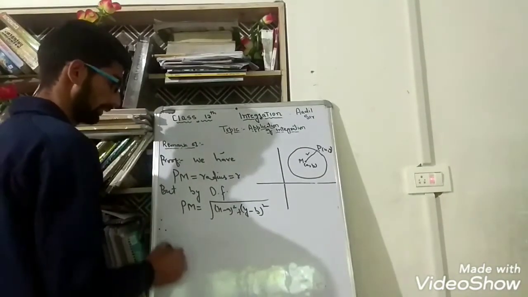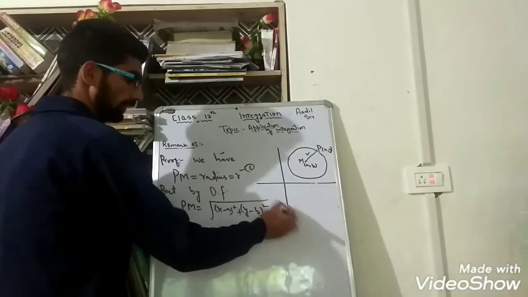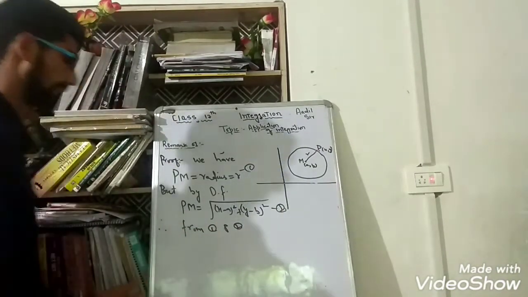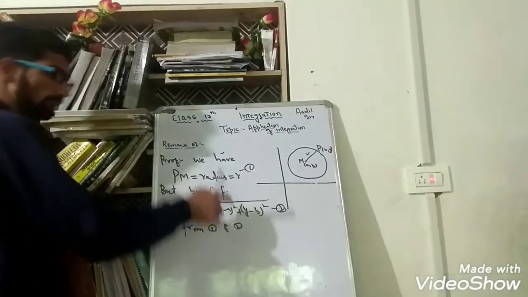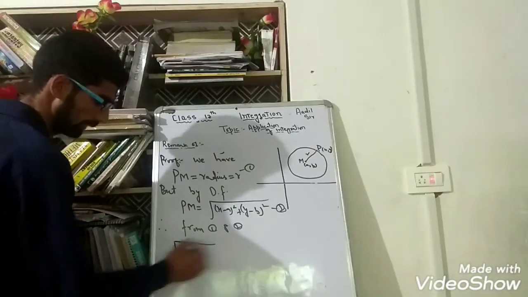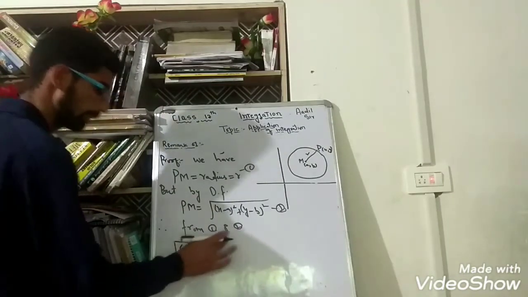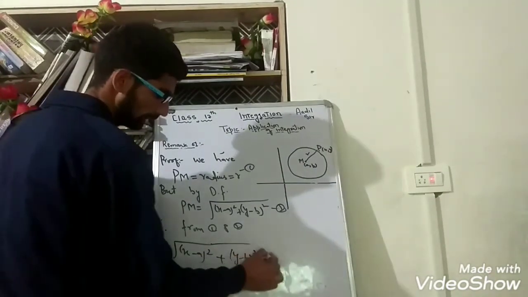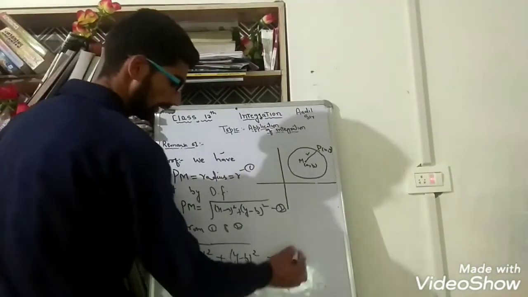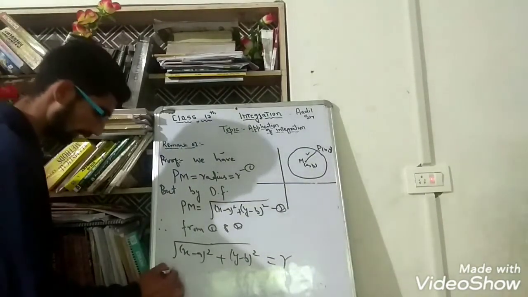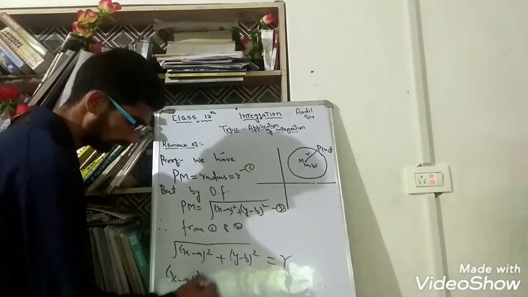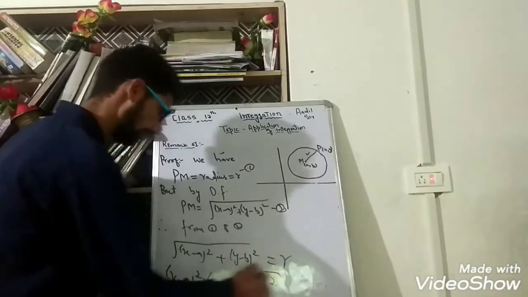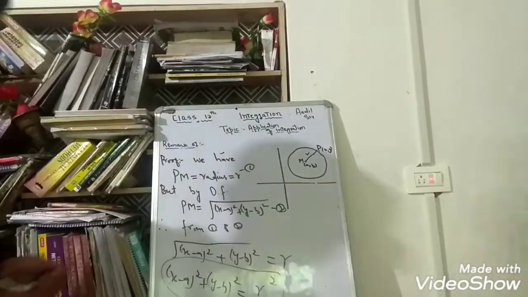So therefore, from the first and the second, PM and PM are the same, so these two will also be the same. So under root of (x minus a) whole square plus (y minus b) whole square is equal to this r. Now I will square on both sides, so I will get (x minus a) whole square plus (y minus b) whole square is equal to r square. So hence proved, this is my equation of circle when our center is at A.